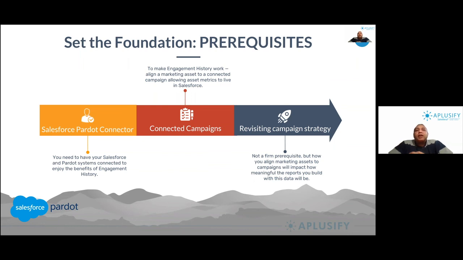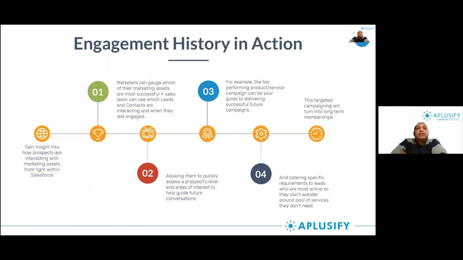Okay, so if you are able to revisit your campaign strategy, it's always good. So your marketing team should see how those marketing assets are performing, and if you're not getting meaningful reports, you need to revisit and see how we can actually revise it. So I think this is the basics that is there in engagement history.